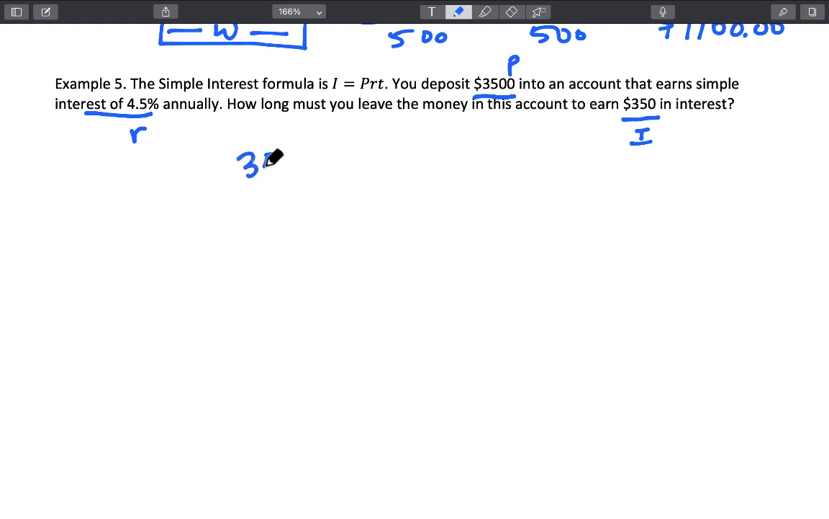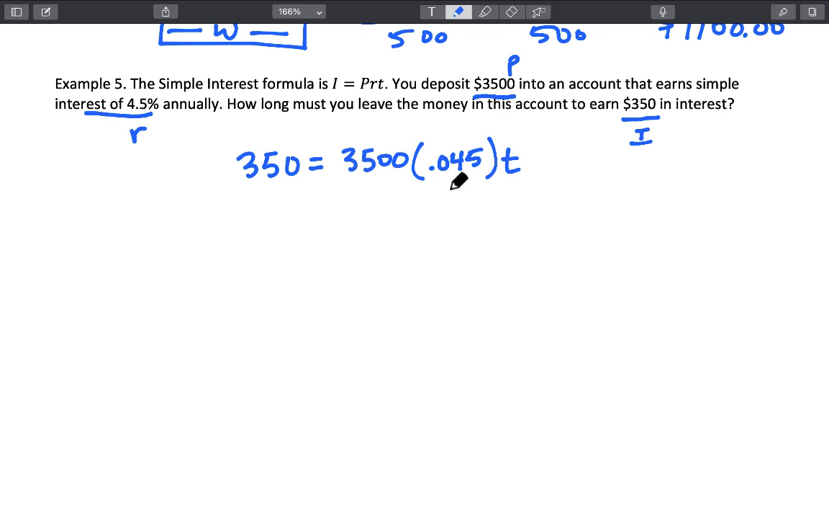So I'm going to set up my equation here as 350 is equal to 3,500, that's my principal, times my interest rate. Now you got to be very careful with your interest rate. You have to change that from a percentage. So 4.5%, you need to change that to a decimal, is 0.045. You need to move that decimal 2 places to the left. And then we're going to multiply that by T, number of years.